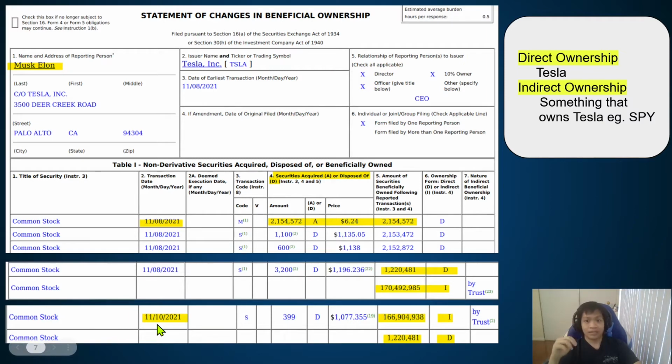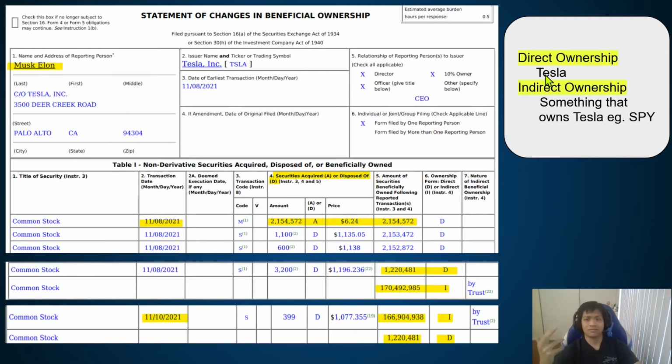So there's two types of shares that are described in these sheets. As you can see right here in column 6, ownership form, one is direct, the other is indirect. So here you can see direct, and these are numbers of shares. He has some shares that are direct shares here, and there's also these with the I, which are indirect shares. So direct ownership of Tesla is when you actually own just the pure Tesla shares. That's what direct ownership is.